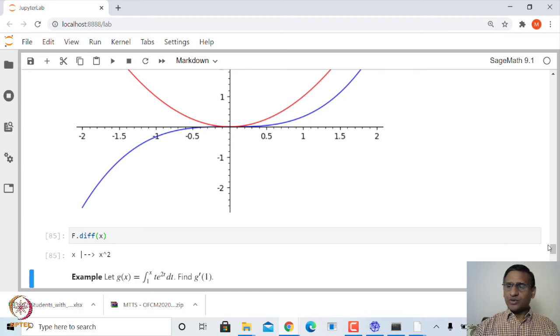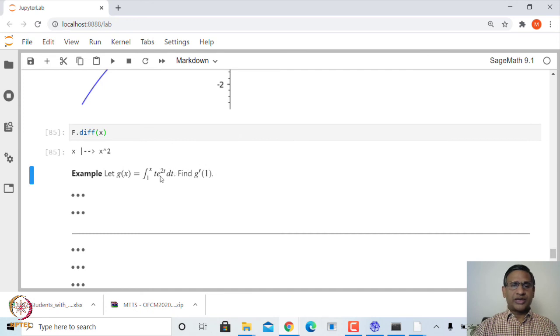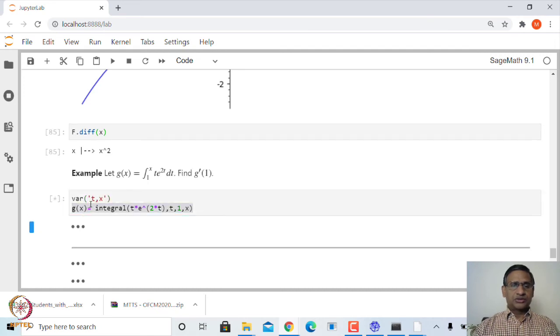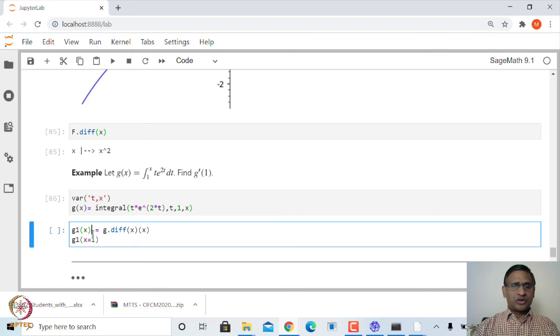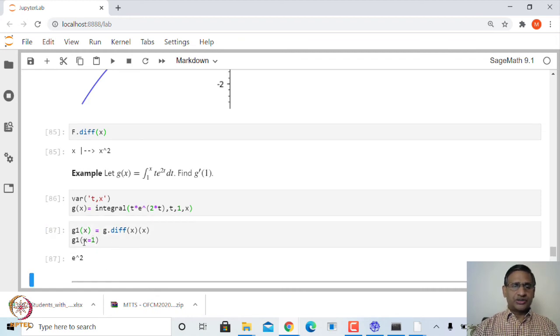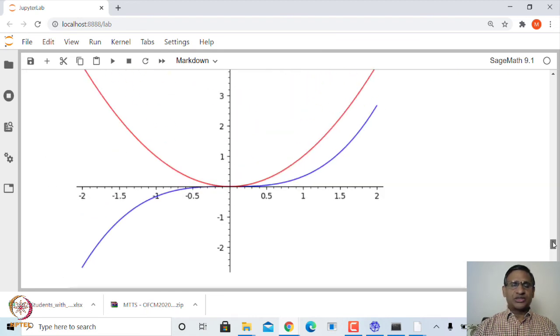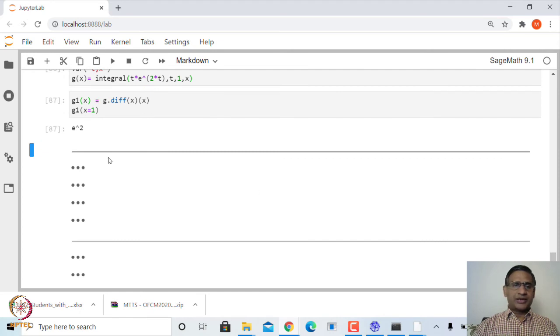Similarly, you can take another example, which is somewhat more complicated. f(x) is equal to x into e to the power 2x, and let us define this indefinite integral as g(x) from 1 to x, and then find the derivative of g at 1. This is again very simple. Define t and x as variables, define g(x) as the indefinite integral, and then find the derivative of g, let me call this g1, and evaluate g1 at 1, which is e to the power 2. So, that is a verification of this fundamental theorem of integral calculus.